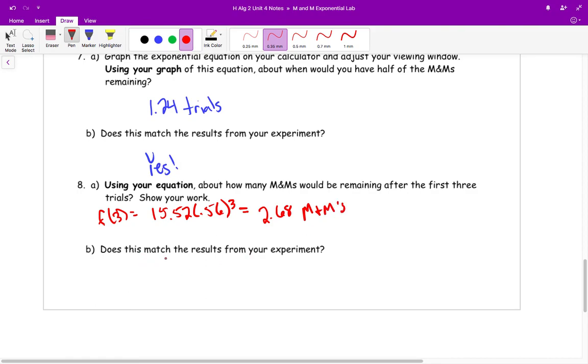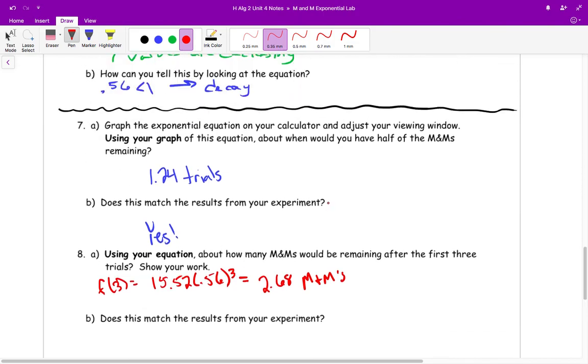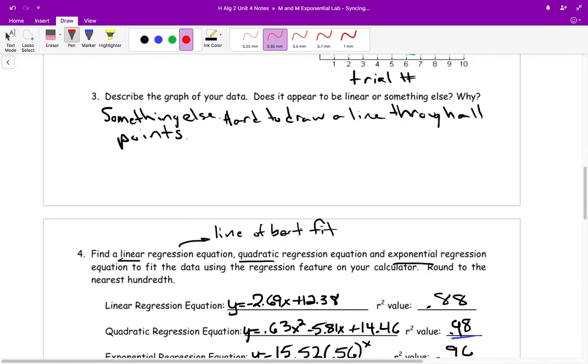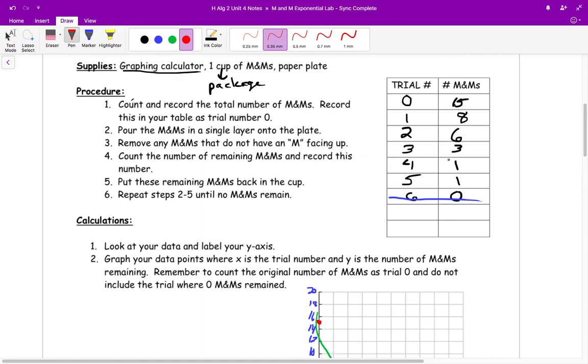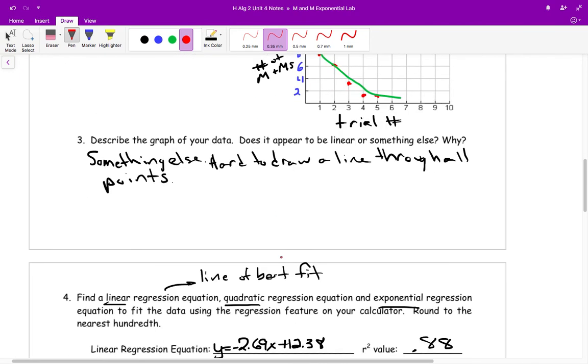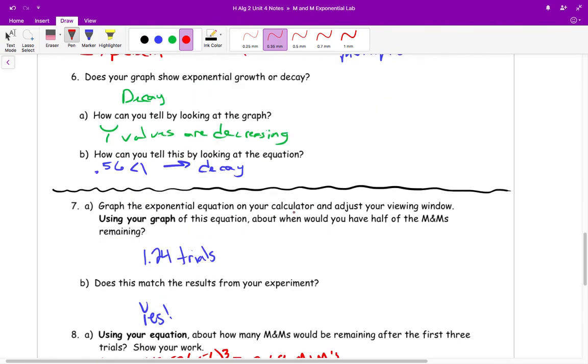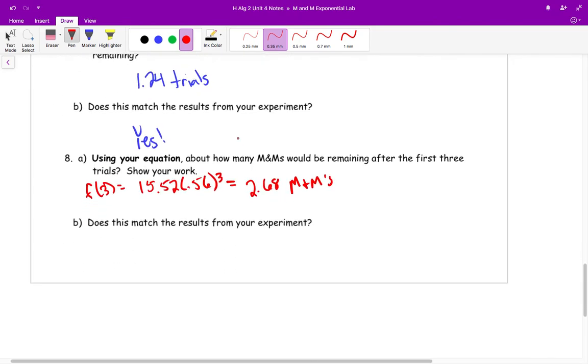Now, does this match the results from your experiment? Let's look and see. How many did we end up with after 3? So at 3 trials, we were at 3 M&Ms, and 2.68 is very close to 3. So, does this match the results from your experiment? Once again, I would say yes.